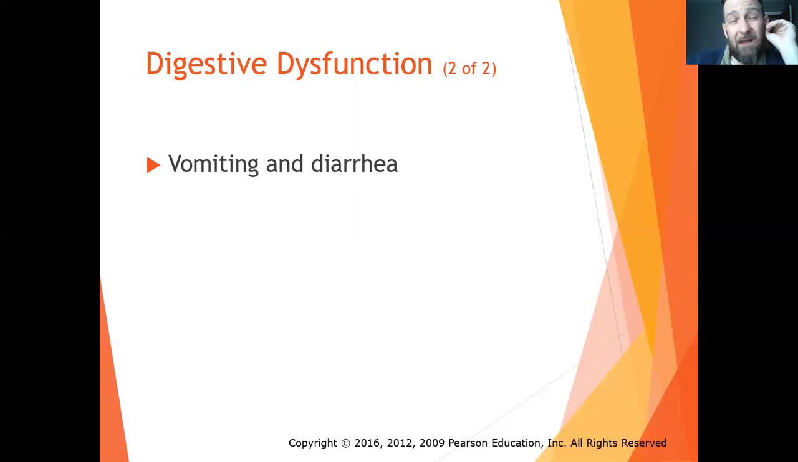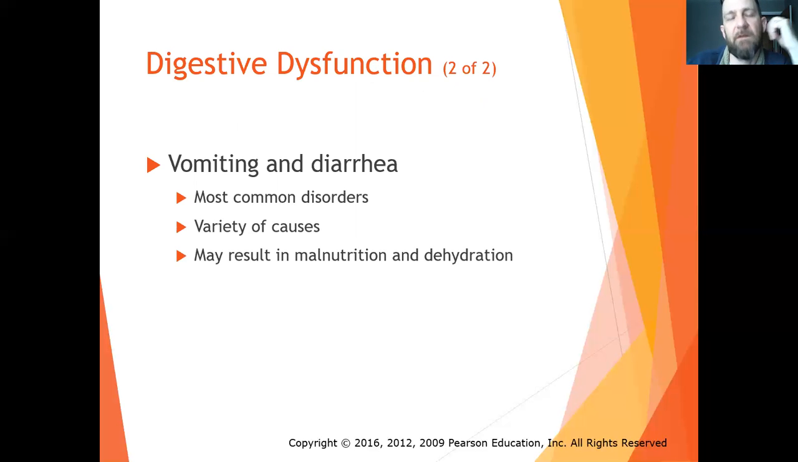Vomiting and diarrhea are the most common types of digestive dysfunction. A big takeaway from vomiting and diarrhea is that it can result in severe dehydration very quickly. It can also result in malnutrition. There are certain diseases out there that cause you to have diarrhea a lot or vomit a lot, and that can result in severe dehydration pretty quickly.